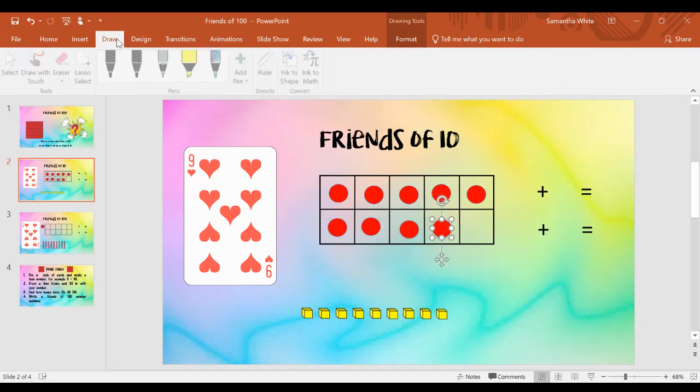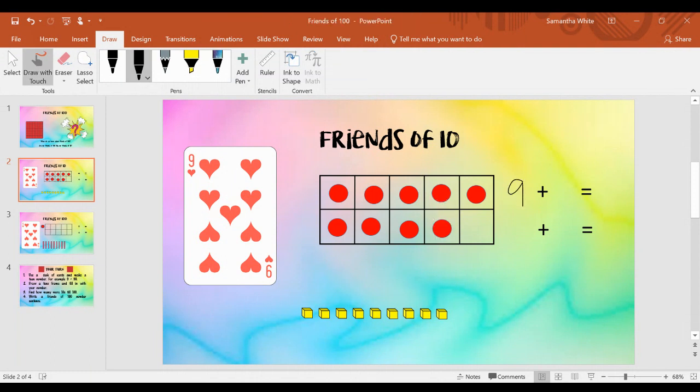Okay, so what I'm going to do is write 9 plus something equals 10. We're going to have a look at how many spare spaces we have in our tens frame, and we have 1 spare space on our tens frame. So I'm going to go 9 plus 1 equals 10. Now, if we know that 9 plus 1 equals 10, we know that 1 plus 9 equals 10. And down the bottom here, I have 9 ones.